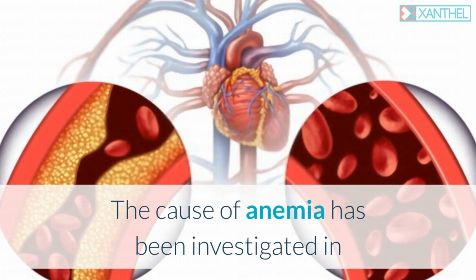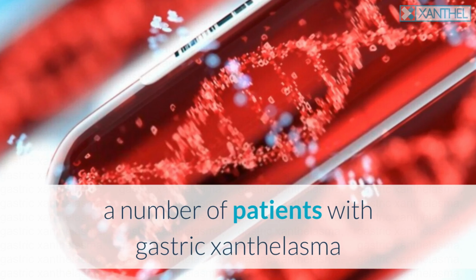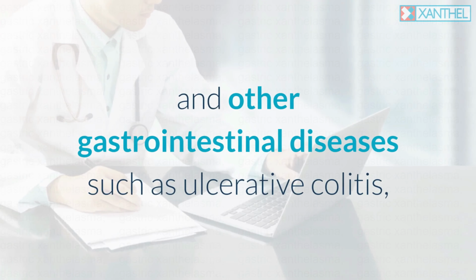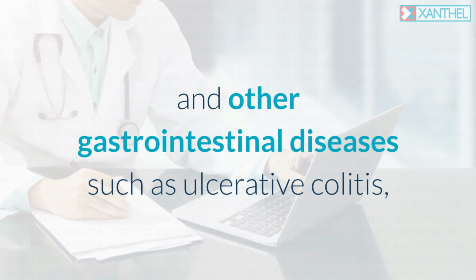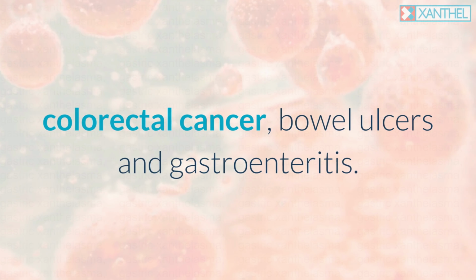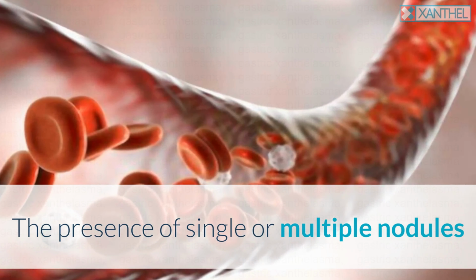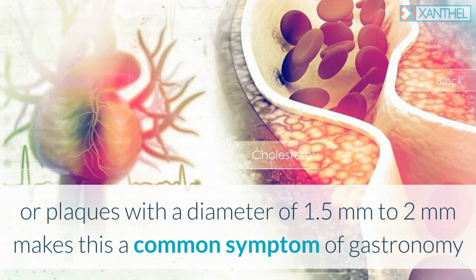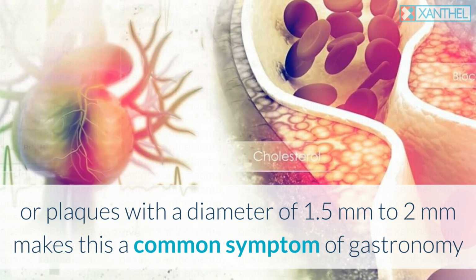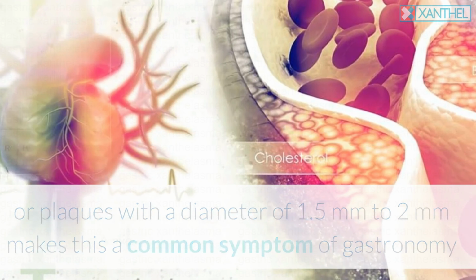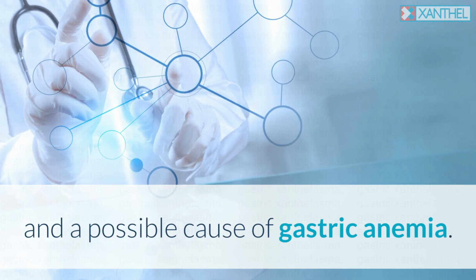The cause of anemia has been investigated in a number of patients with gastric xanthelasma and other gastrointestinal diseases such as ulcerative colitis, colorectal cancer, bowel ulcers and gastroenteritis. The presence of single or multiple nodules or plaques with a diameter of 1.5 mm to 2 mm makes this a common symptom of gastronomy and a possible cause of gastric anemia.